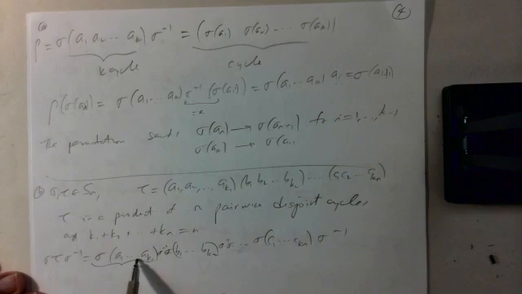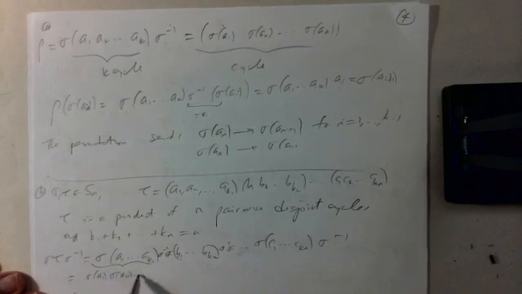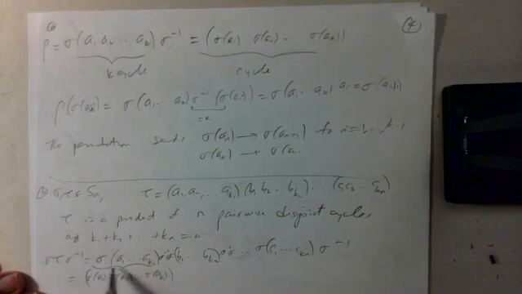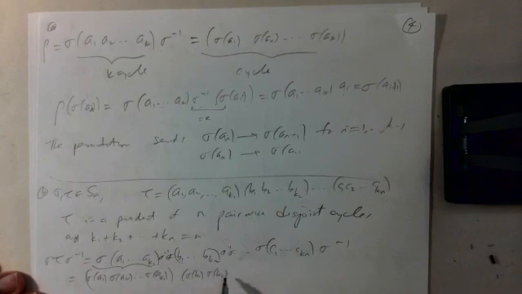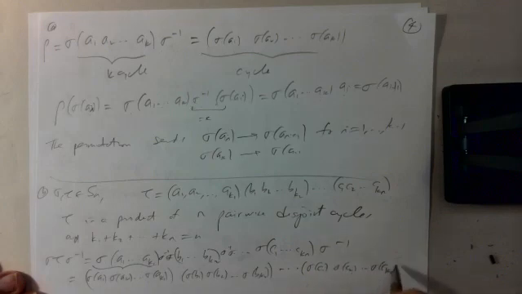This is just a cycle conjugated by sigma. So this is (sigma of A1, sigma of A2, up to sigma of A sub K1). It's that cycle. This is (sigma of B1, sigma of B2, up to sigma of B sub K2). Up to the last, which is the cycle (sigma of C1, sigma of C2, up to sigma of C sub K sub R).